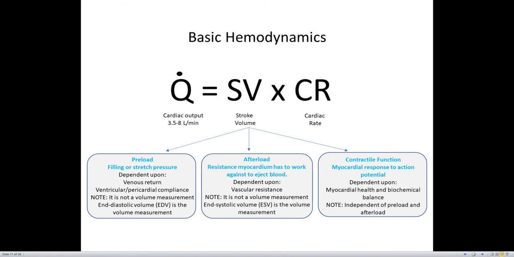So if I were an RT student, I would begin to brainstorm. What kinds of things will increase or decrease preload? What kinds of situations can increase or decrease afterload? What kinds of situations will increase or decrease contractile function? Think about that and be able to talk about it when we meet next.